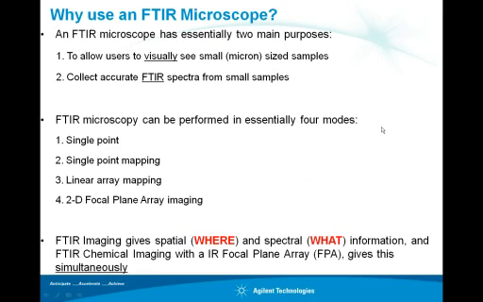And microscopy can be performed in essentially 4 modes: single point, mapping, linear array mapping, and focal plane array imaging. And it's really on that last point, which is what Agilent does, that I'll focus on. And if there's one take-home message that summarizes what chemical imaging is, it really gives you the spatial information, the where, and it gives you the spectral information, the what. But it gives this simultaneously. This is due to the two-dimensional focal plane array that is at the heart of any chemical imaging system.